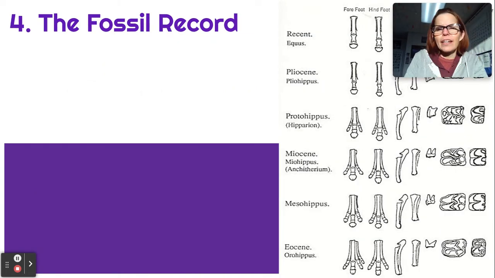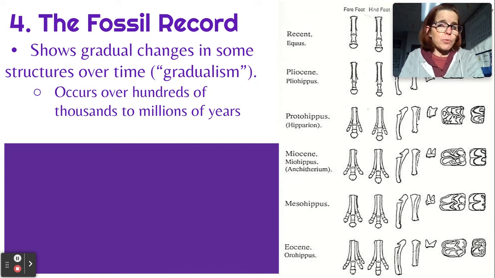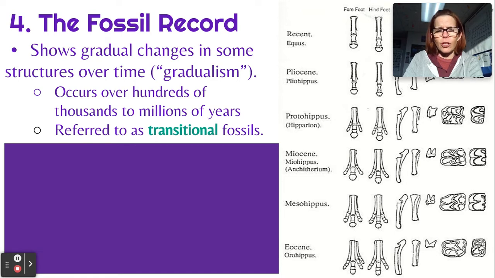All right, number 4, another piece of evidence for evolution is the fossil record itself. So Darwin was familiar with the fossil record, and so these are things that came up as he was talking about evolution. It shows gradual changes in some structures over time, and we refer to those gradual changes as gradualism, brilliant name, and it occurs often over hundreds of thousands to millions of years. It's a very, very slow process, and we refer to those changes as transitional fossils. I didn't say that right.